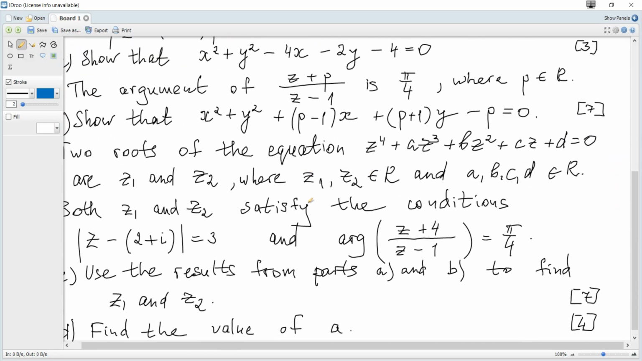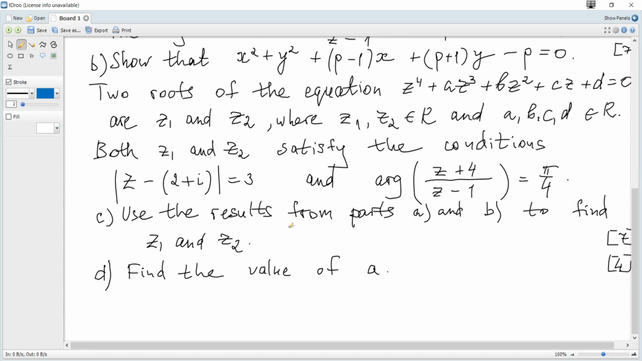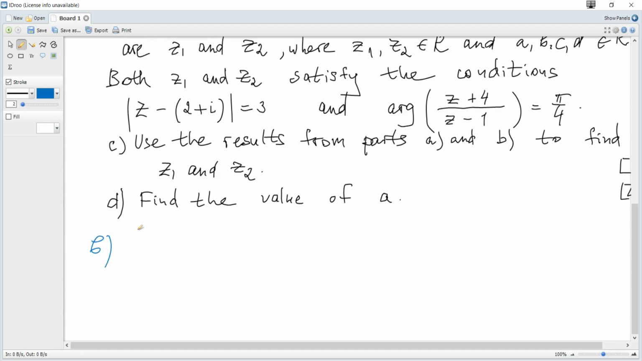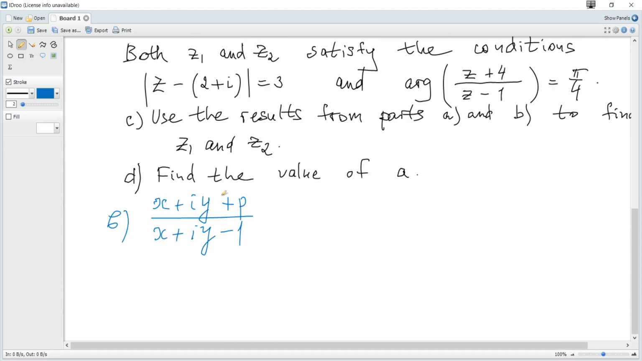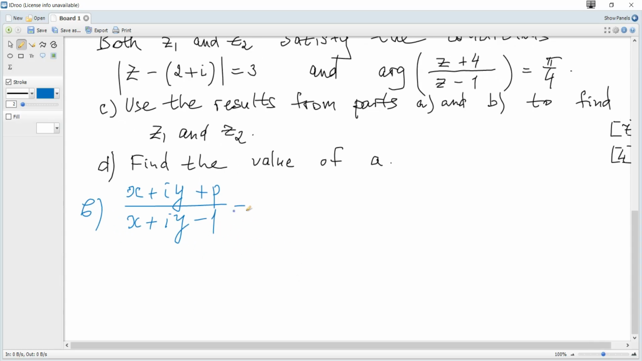if we substitute x plus iy for z, we get (x plus iy plus p) divided by (x plus iy minus 1). Now we cannot say what the real part is and what the imaginary part is, and we should get rid of i y in the denominator. And how to do that?